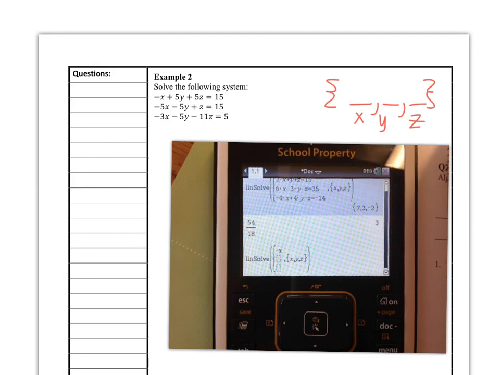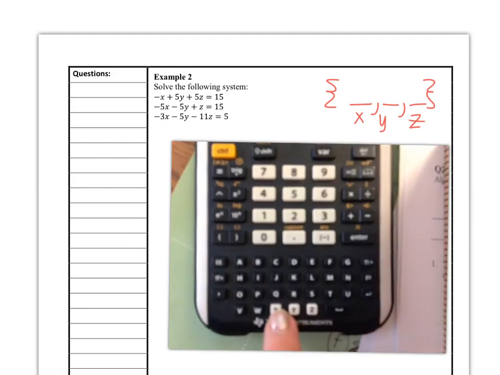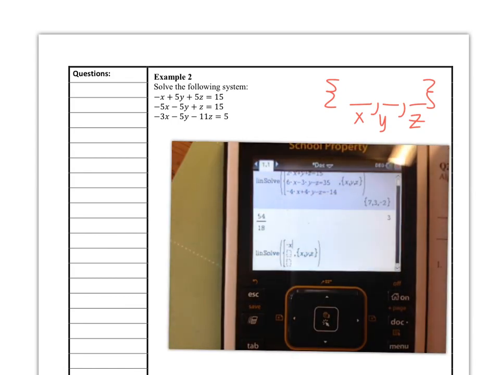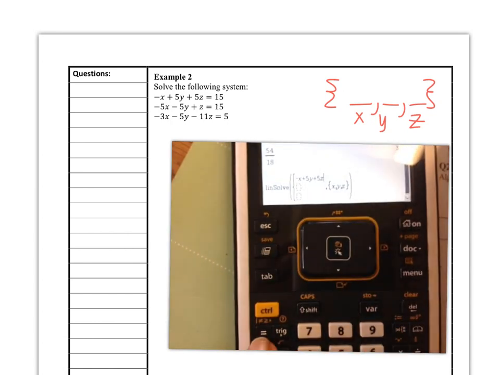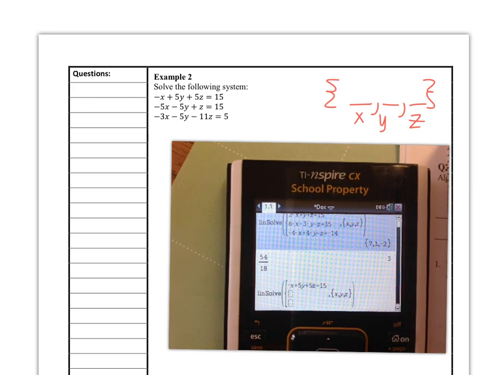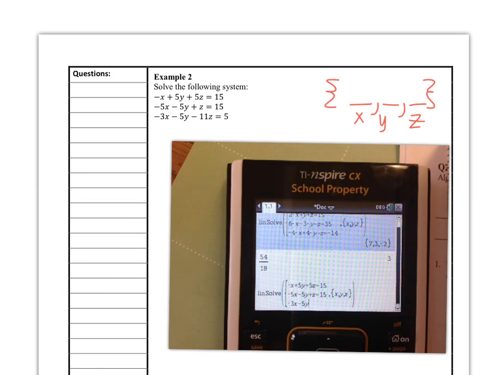So negative x, x's, remember, are down at the bottom in the alphabet spot. Negative x plus 5y plus 5z, equals, remember, is right next to or below the control button, so equals 15. Move down, type in the next one, negative 5x minus 5y plus z equals 15. You're going to want to type in your equations every single time so you can get the answer and start comparing your answer as you solve with the actual answer.